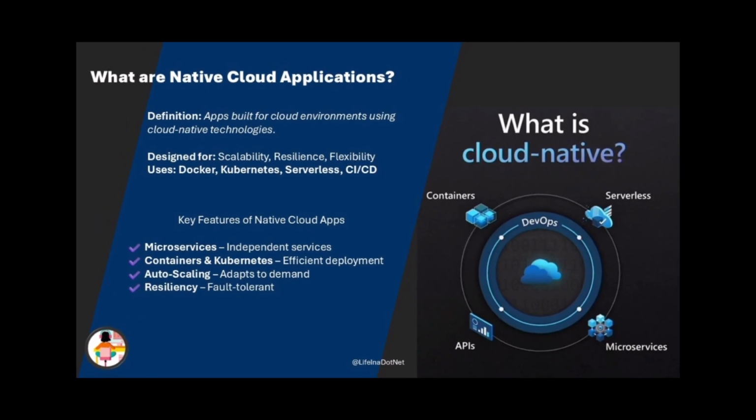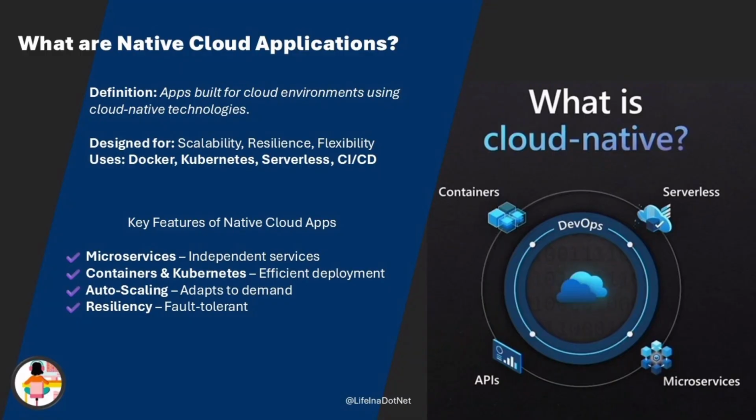So what exactly are native cloud applications? These are applications designed to run in cloud environments using modern technologies like microservices, containers, and serverless computing. Unlike traditional apps that are just hosted on the cloud, cloud native applications fully leverage cloud capabilities to improve scalability, resilience, and cost efficiency. For example, companies use Docker and Kubernetes for deployment, while others rely on serverless functions like Azure Functions or AWS Lambda to run code on demand.